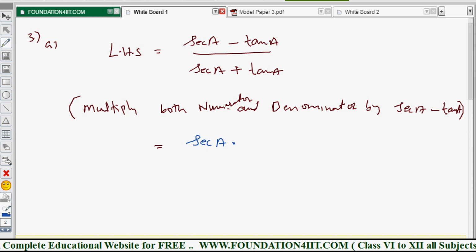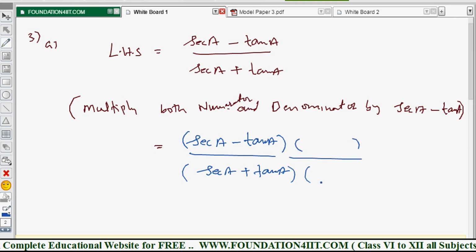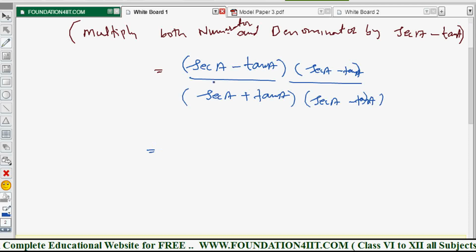Just multiplying sec A minus tan A by sec A plus tan A. So this is given. Both numerator and denominator you should multiply with sec A minus tan A, sec A minus tan A into the same sec A minus tan A. Then this will be changed. Top numerator is A minus B into A minus B, so A minus B whole square formula, that is sec A minus tan A whole square.